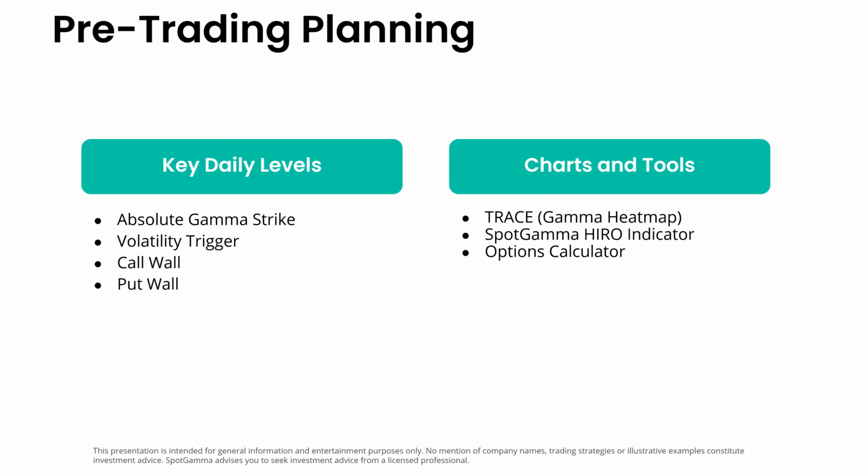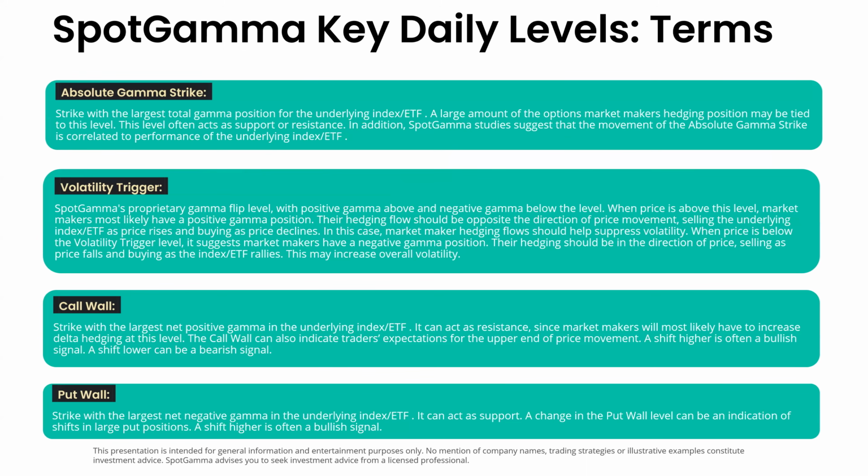Before moving on to the case study, let's briefly look at some background information and explanations of these levels and charts used in the case study. The key daily levels are available on the dashboard home screen, and the data table at the bottom of the Founders Notes, and an equity hub. They are updated every day and are proprietary to SpotGamma. The absolute gamma strike is the strike with the largest absolute positive and negative gamma. The volatility trigger is SpotGamma's proprietary gamma flip level, with positive gamma above and negative gamma below.